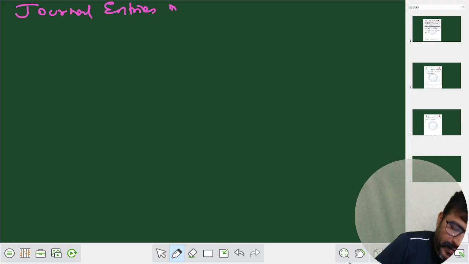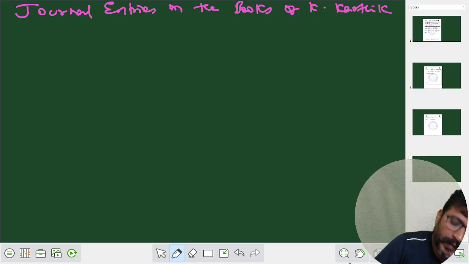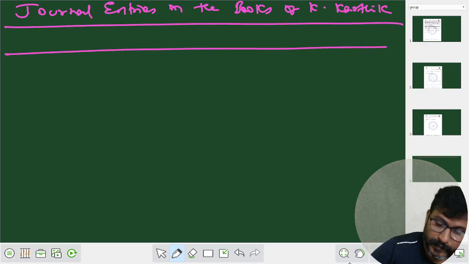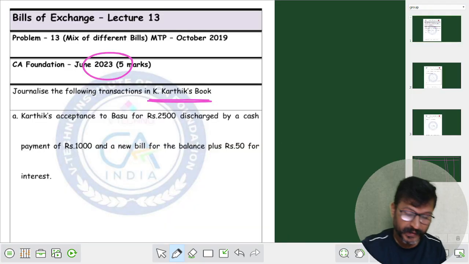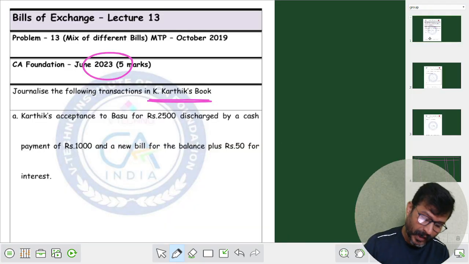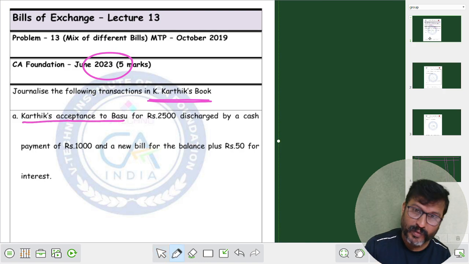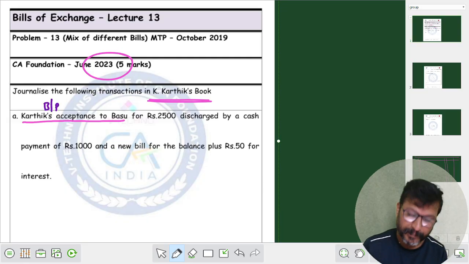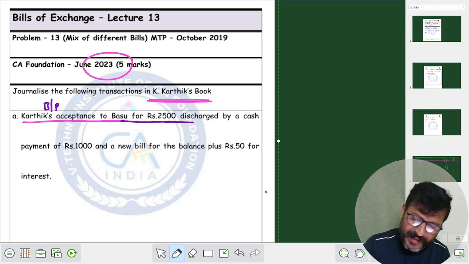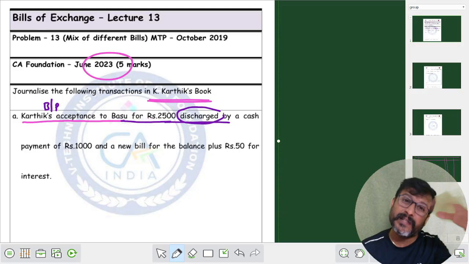Journal entries in the books of K. Karthik. Shall we start? See there. Karthik's acceptance to Basu. Oh, Karthik's acceptance to Basu means what? For Karthik, it is a bills payable. 2500 was discharged. Oh, discharge, it is not accepted, it is discharged.